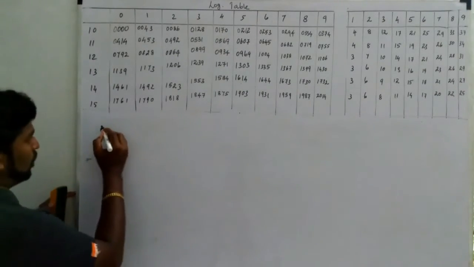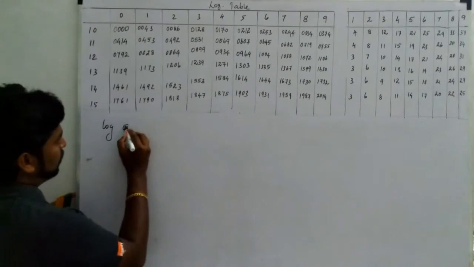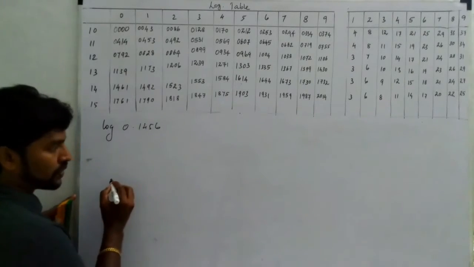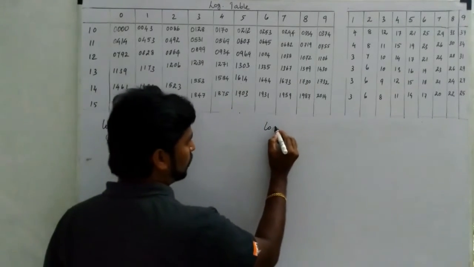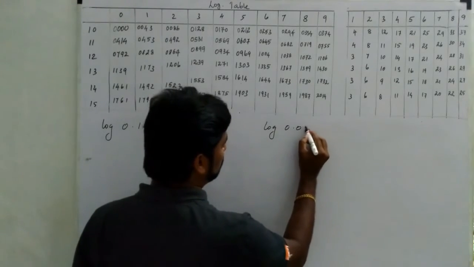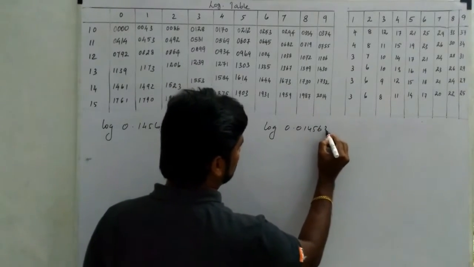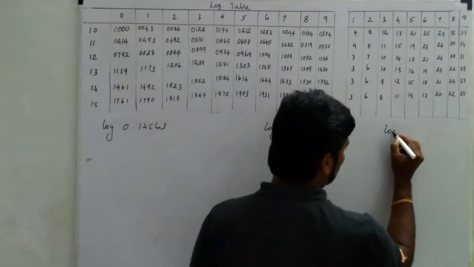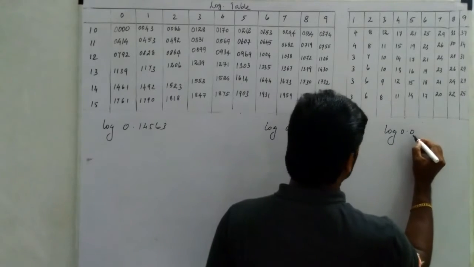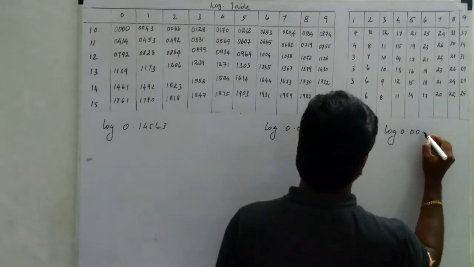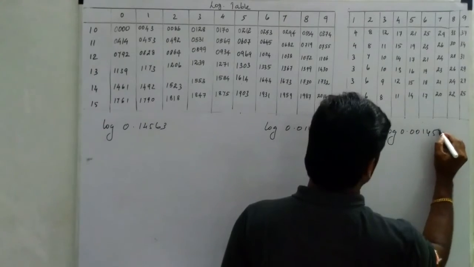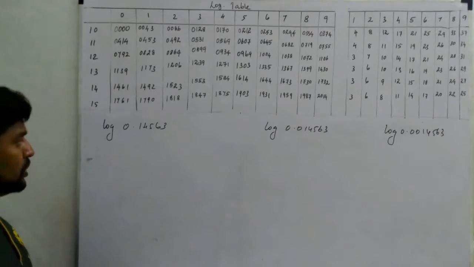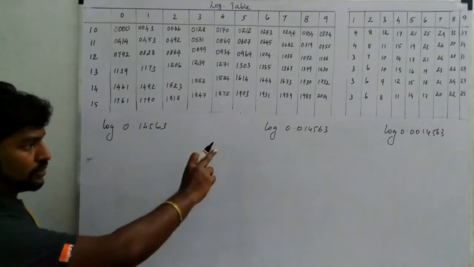Let's see how to take the log for 0.1456, the log value for 0.014563, and the log value for 0.001453. Let's see how to take the log for these numbers.